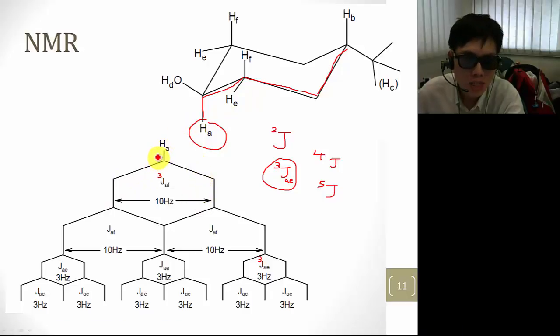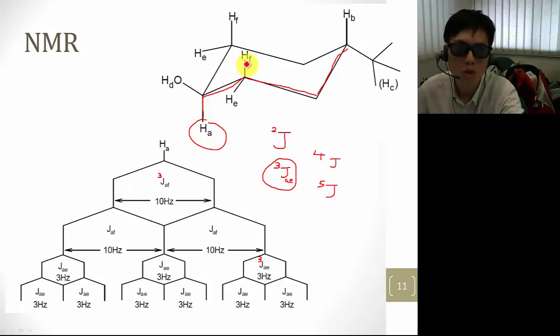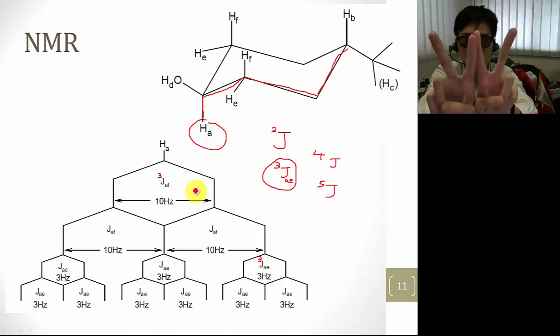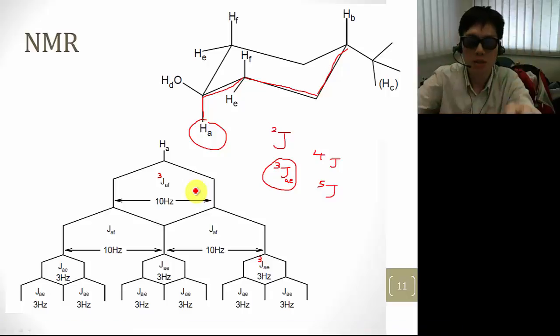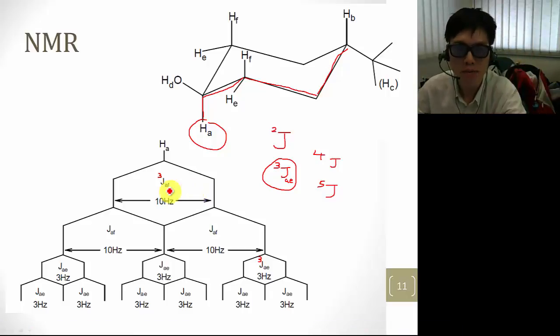So the first splitting causes it to be a doublet because you take the n+1 rule. So 1 plus 1 is 2, so it's a doublet. And after that, you split it again with the other HF, so another doublet. But because they have the same coupling constant, they overlap. So you get a 1:2:1 ratio, which is a triplet from the 2 HF.